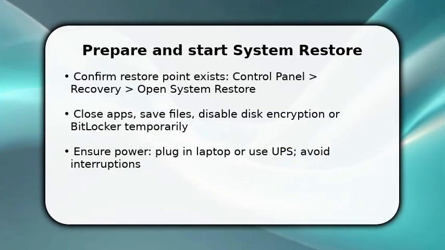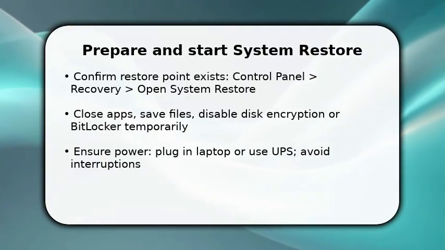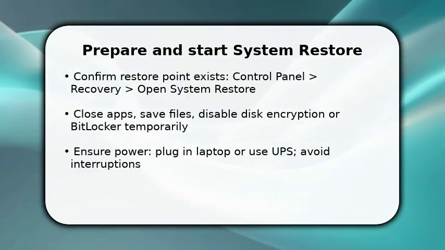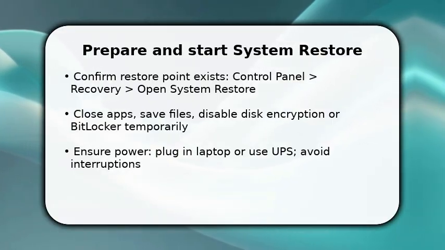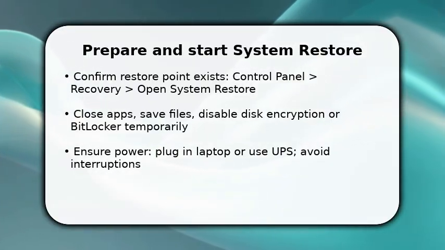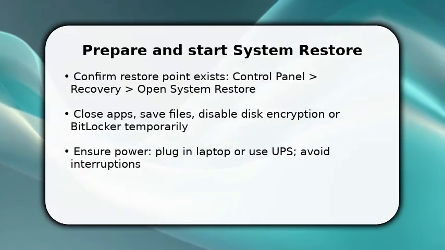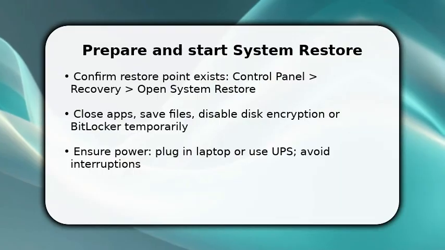You begin by verifying a restore point and preparing the system. Open Control Panel, go to Recovery, then open System Restore. Pick a recent restore point. Once done, save work and close applications so the restore can modify system files safely.